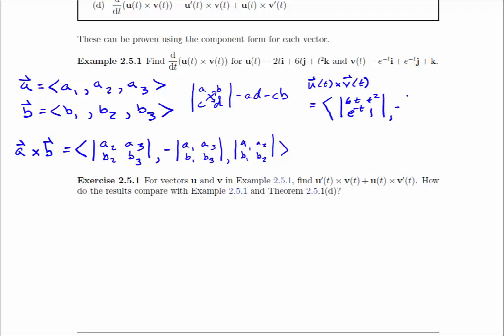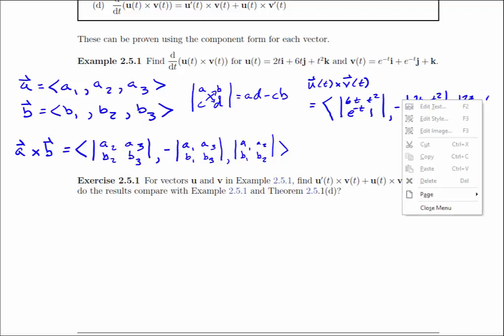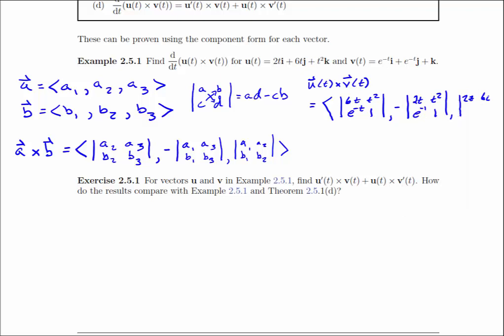For the middle component, we ignore the middle components here. We need a negative when we're doing the middle component. We use 2t and t squared, and then we use e to the negative t and 1 again. And for the last component, we ignore the last components and use the first two components of each. So we have 2t and 6t, and down here e to the negative t and e to the negative t.